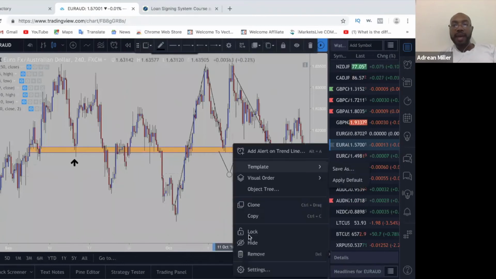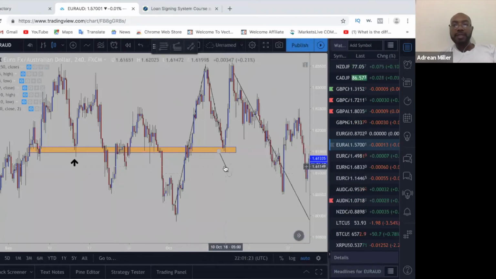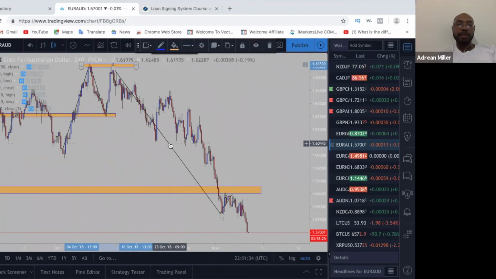Or it doesn't break. It throws wicks. It shows me identification that it's going to continue back up. And what does it do, ladies and gentlemen? It goes up, retesting the high point. Every single time, ladies and gentlemen, every single time.